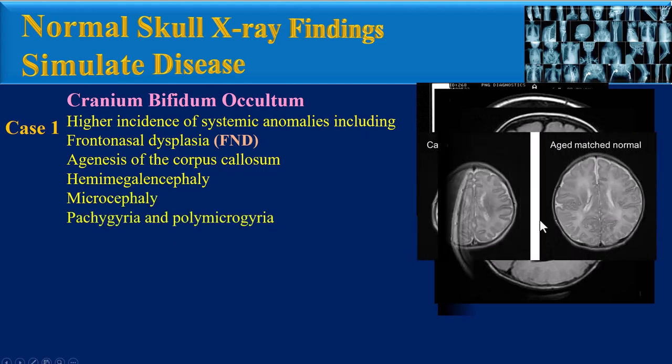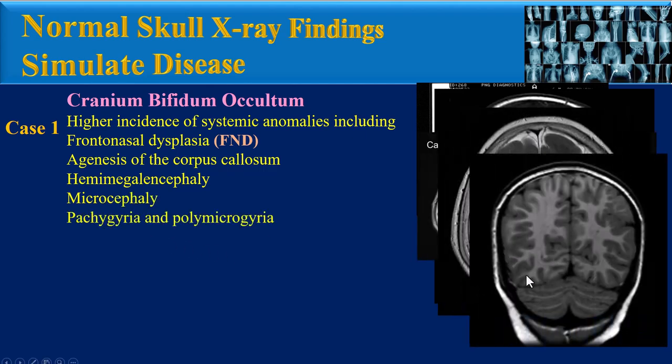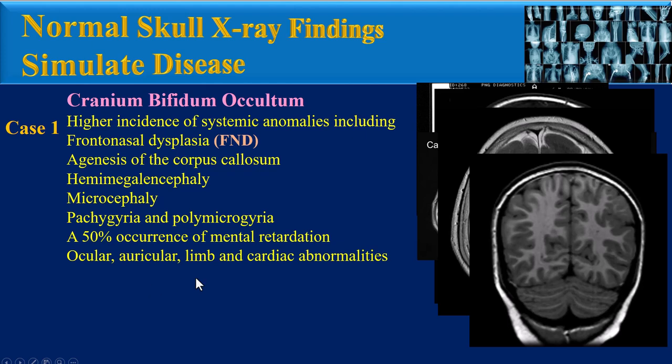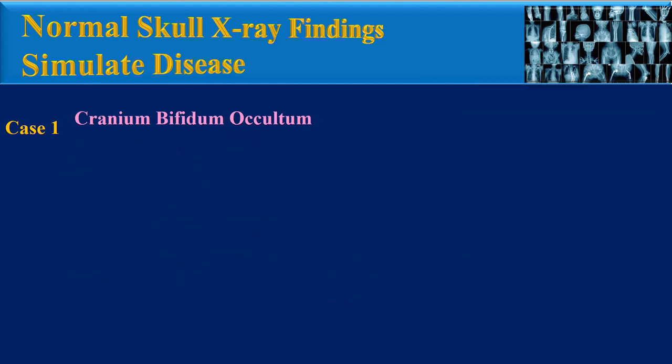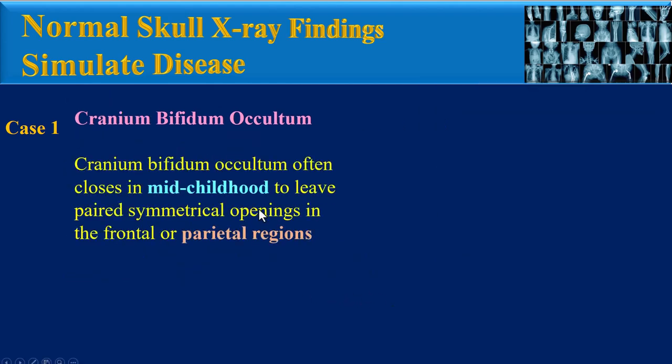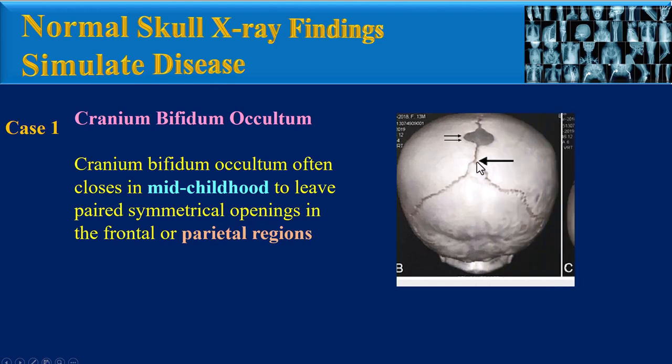microcephaly, pachygyria and polymicrogyria, a 50% occurrence of mental retardation, ocular, auricular, limb and cardiac abnormalities, and complications by medication intake and infection. Cranium bifidum occultum often closes in mid-childhood to leave paired symmetrical openings in the frontal or parietal regions.